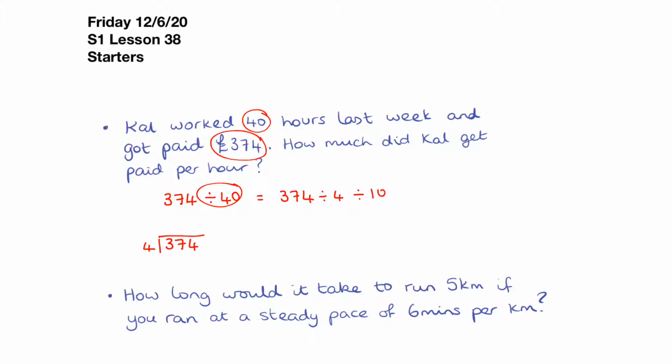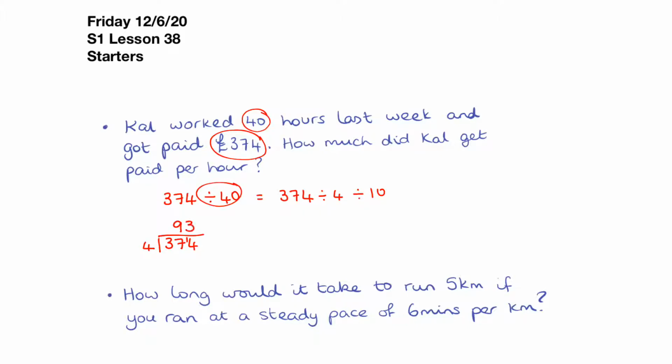So 4 into 3 doesn't go. 4 into 37 goes 9 times. 9 fours are 36, so we've got 1 left over. 4 into 14 goes 3 times. 3 fours are 12, so we've got 2 left over. But remember, when we've got nothing to carry it on to, we can put a point 0, and now we can remember to keep our points in line when we're dividing. And then 4 into 20 goes 5.